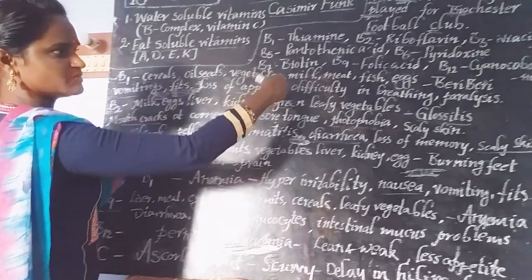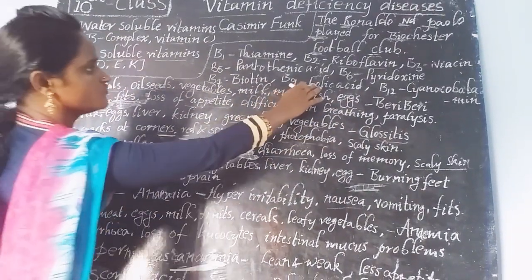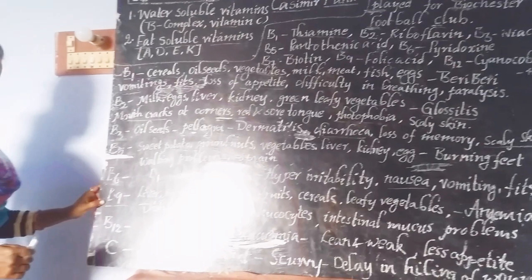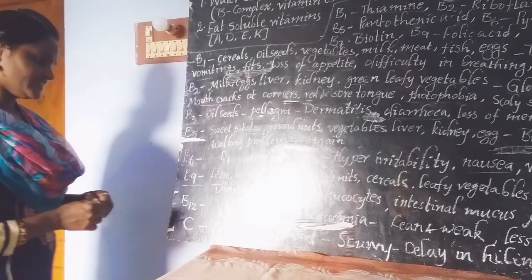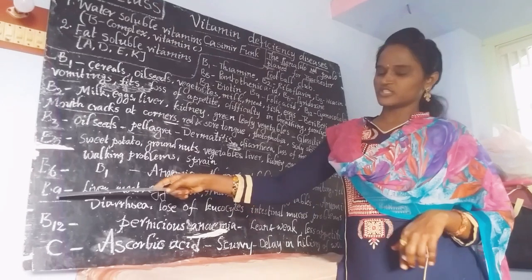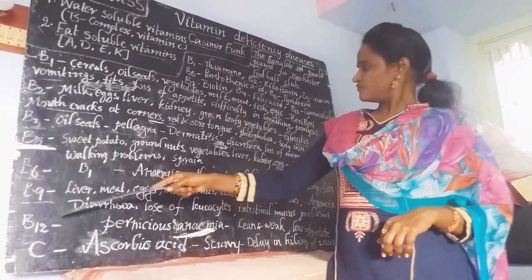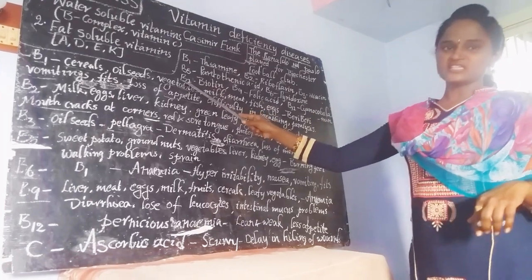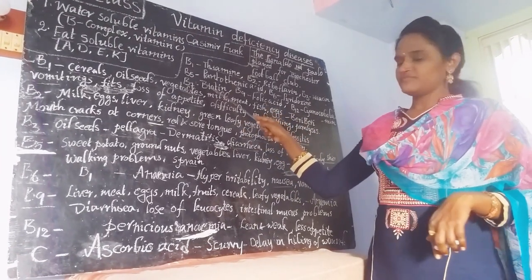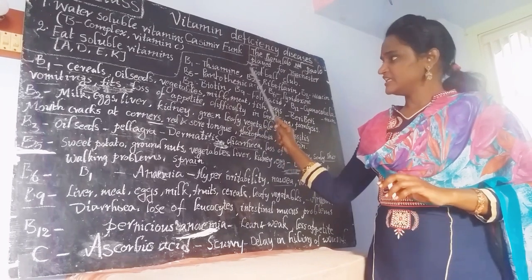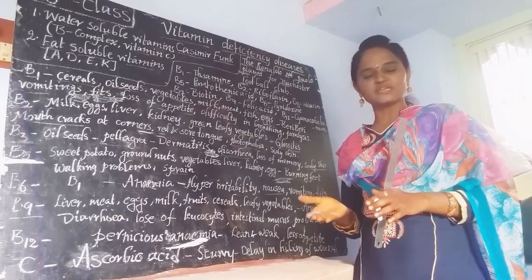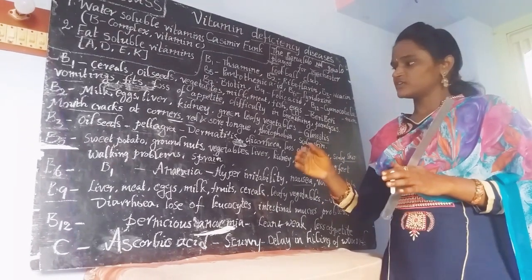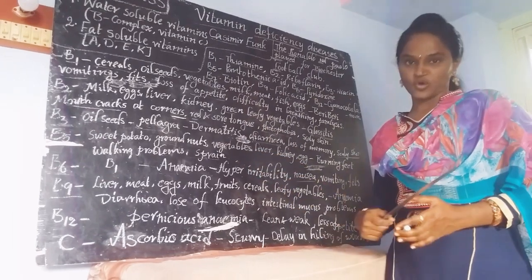What is the scientific name of vitamin B9? See here, B9, folic acid. Before going to discuss vitamin B9, we are going to discuss another vitamin, that is B7. The scientific name of B7 is biotin, and it is available in oil seeds, vegetables, fresh green vegetables, and different kinds of non-veg food items also.